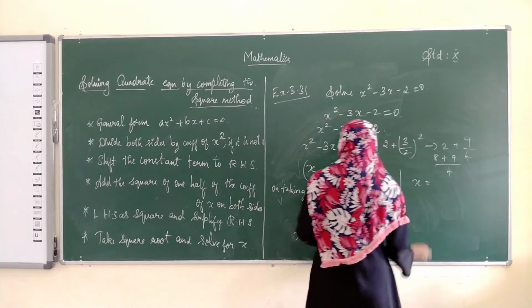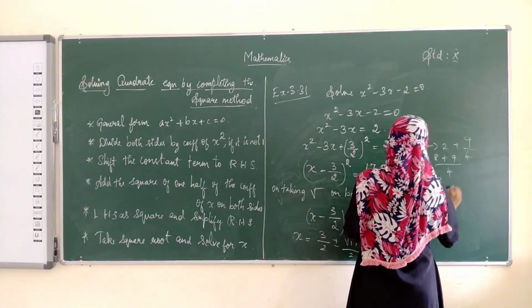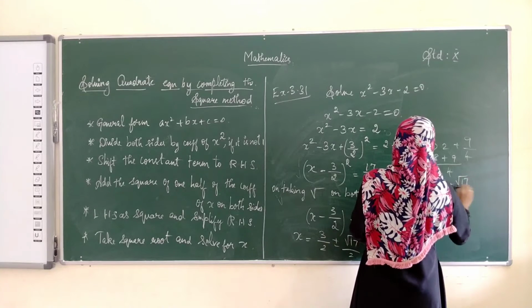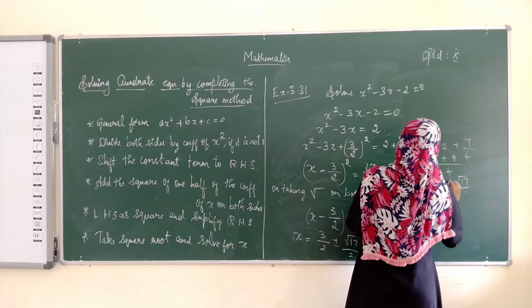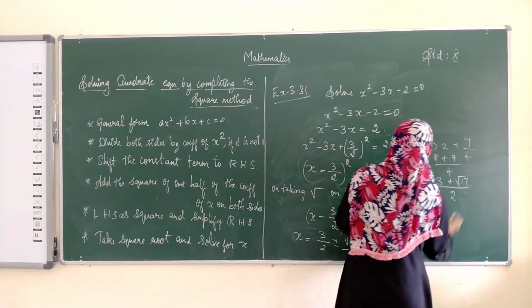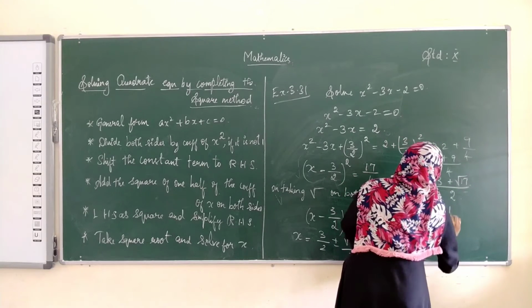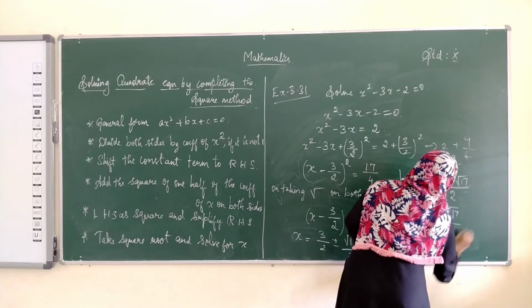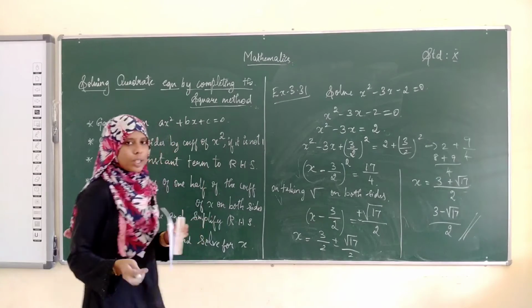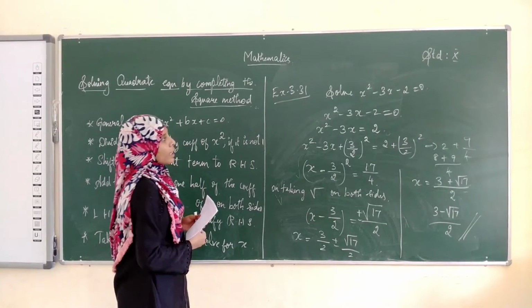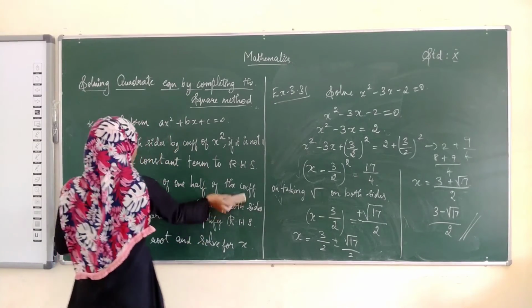What are the values? x is equal to 3 divided by 2 plus root 17 divided by 2, that is 3 plus root 17 divided by 2, and 3 minus root 17 divided by 2. These two are the solutions of the given equation. We have found the solution using the completing the square method.